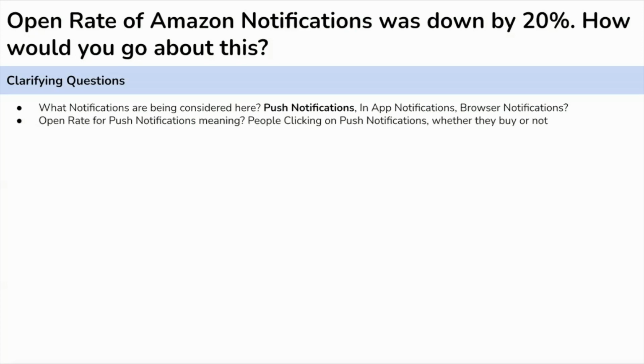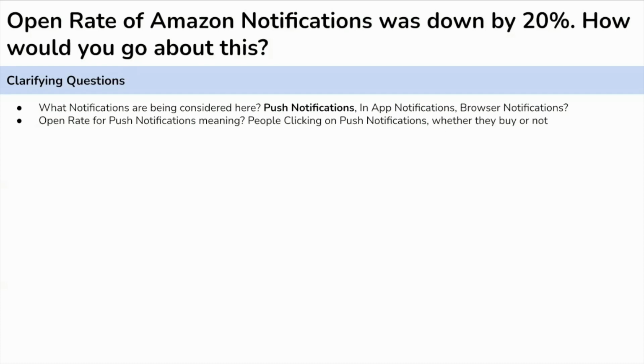The second question which we should clarify is about the open rate. Are we only thinking about clicking, or is conversion of the push notification also considered here? So here we are only thinking about clicking the push notification. Whether a user gets converted or not, we are not bothered about this.